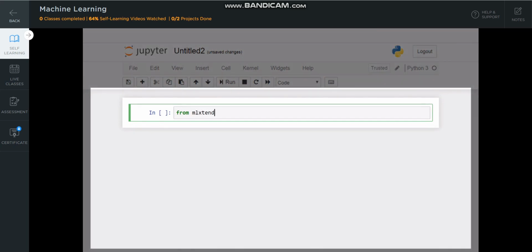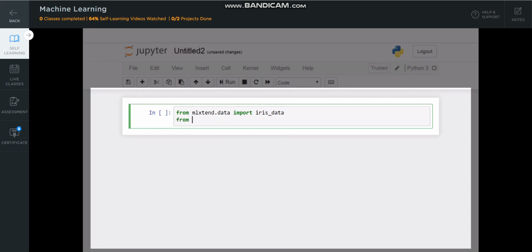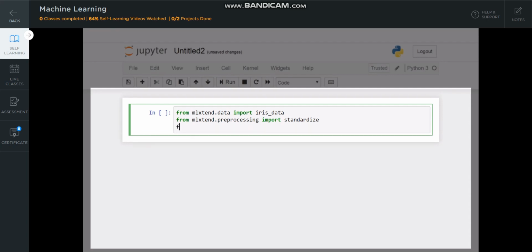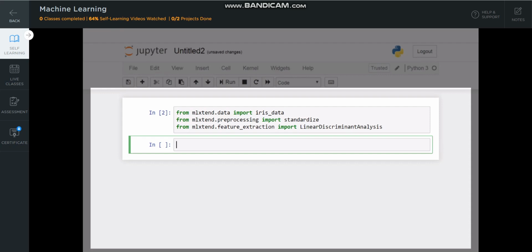Let's import the inbuilt data set. Import the required libraries. Import linear discriminant analysis from mlxtend.feature_extraction. We will set a dataset now to the loaded data and define X and y as the training and target variables respectively.